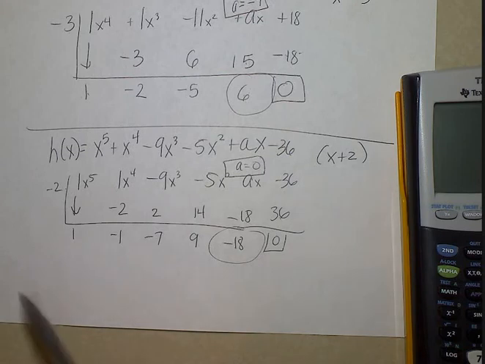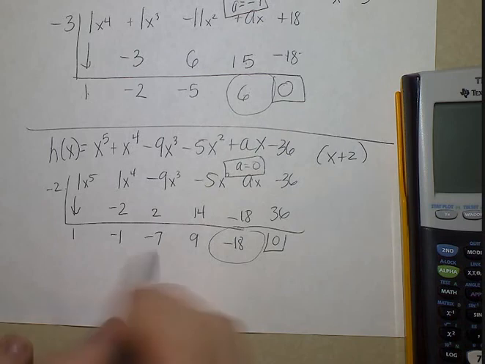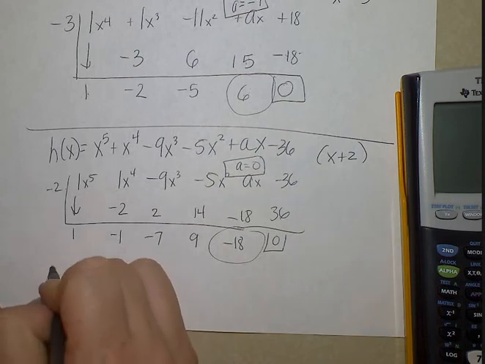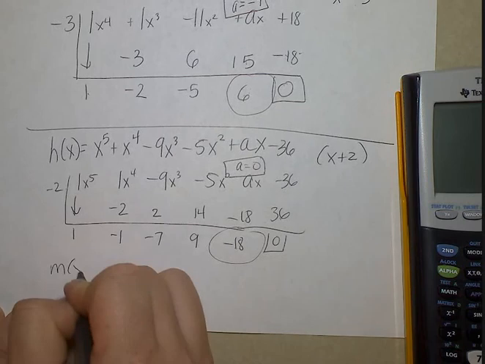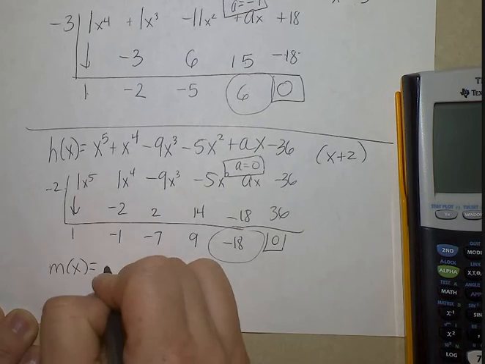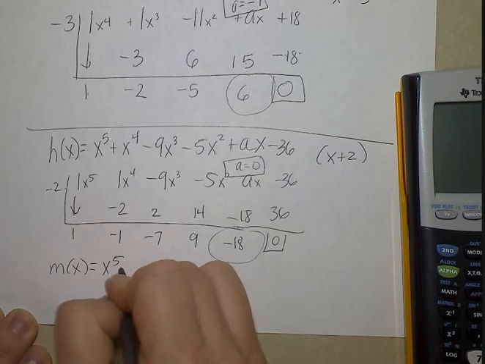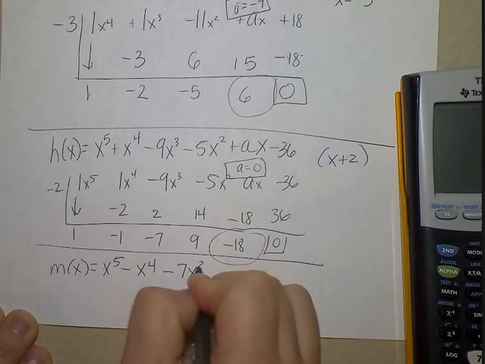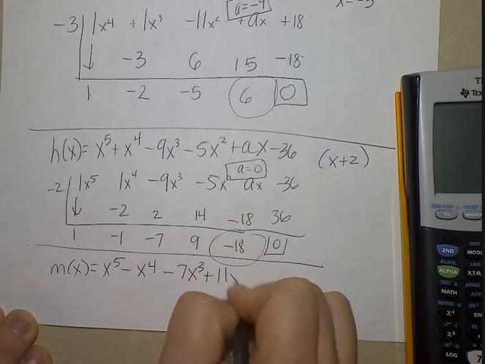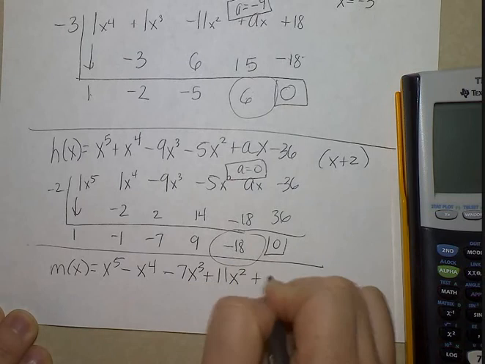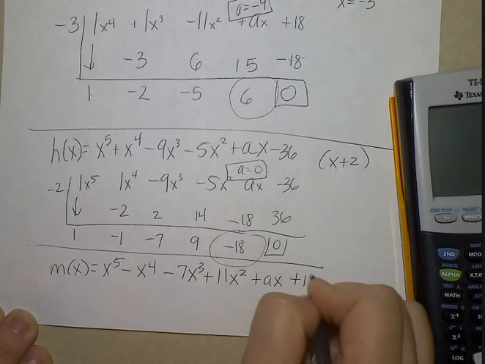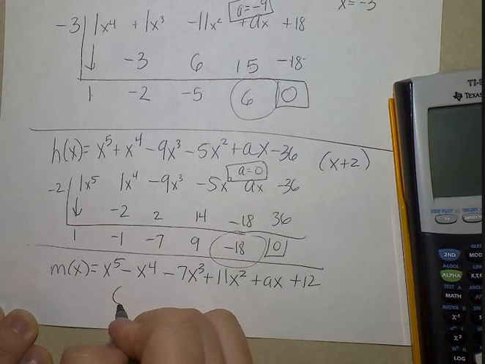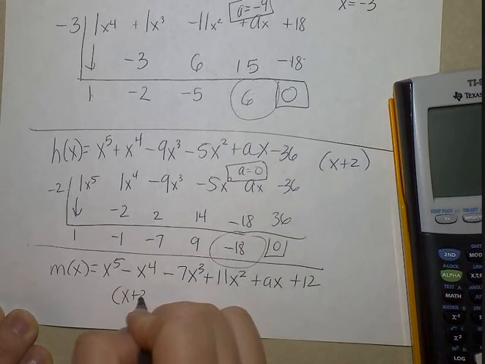My work is shown on the board. I'm going to go over this with you once I stop the recording, but can you write down this problem to practice? Please write down. Okay, we're going to go m of x equals x to the 5th minus x to the 4th minus 7x cubed plus 11x squared plus ax plus 12, and I'm going to tell you that the factor x plus 3 is a factor of this given function.